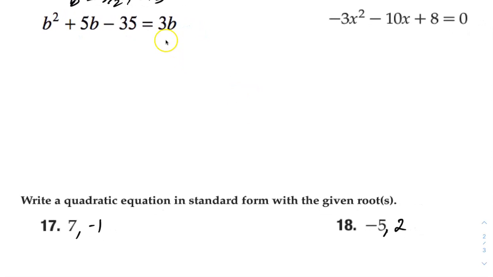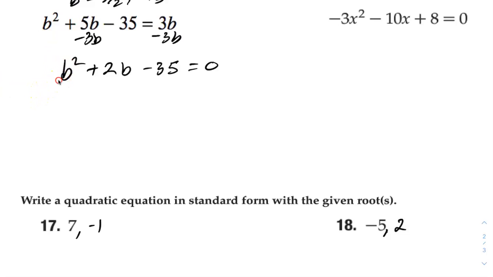Again, I'm going to move this over there. I want to keep my x squared and my b squared positive. So let's subtract 3b from both sides. I get b squared plus 2b minus 35 equals 0. So again, now there's no reference, so these are the easy ones. You should think these are the easy ones.